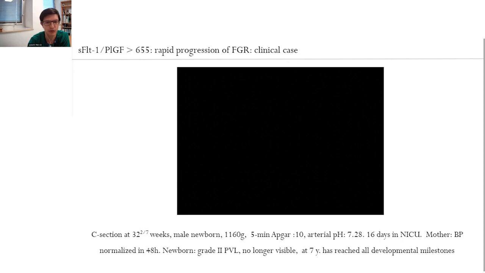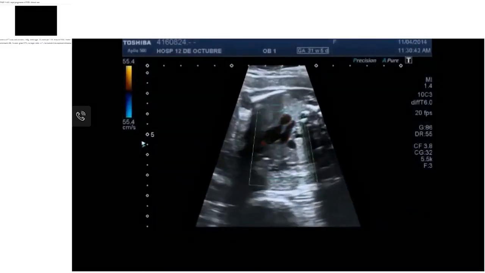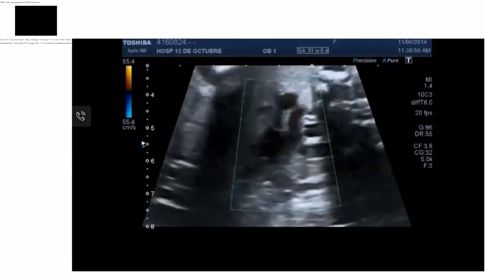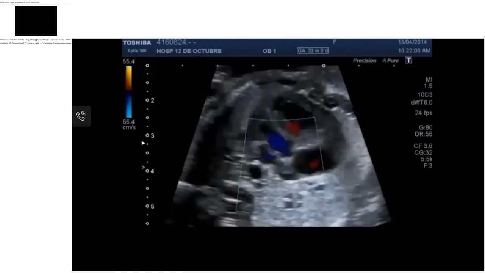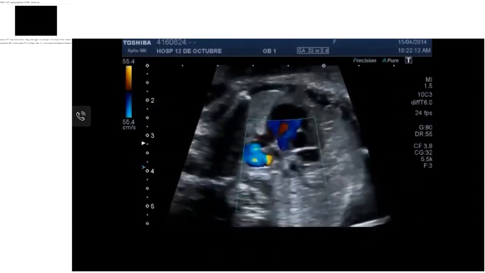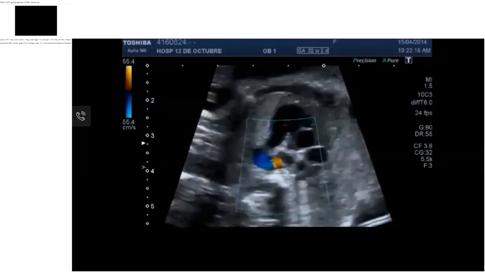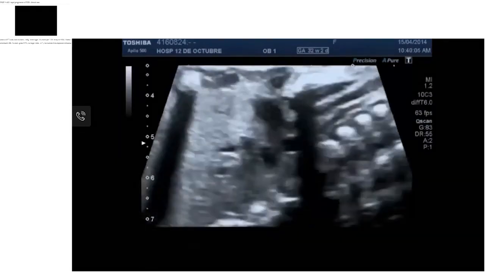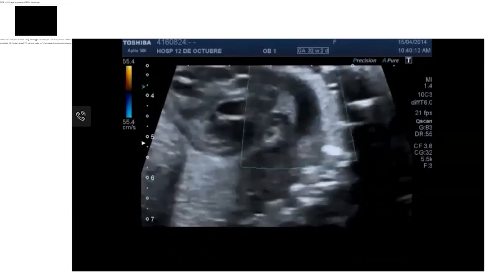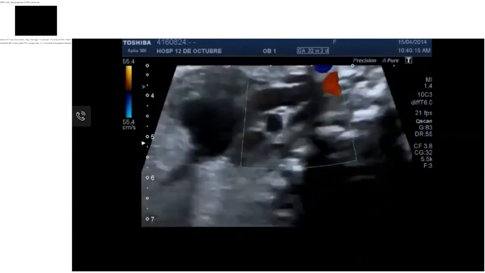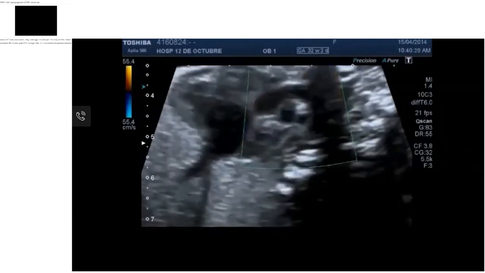Just 1 minute to show you the video with the changes in the aortic isthmus that appear in only 2 days. It changes from anterograde to reverse. And the umbilical artery also increased the resistances, although it was not reversed. You can see it's only 2 or 3 days later, and you can see the reverse aortic isthmus. That means that they have a brain sparing. And everything was fine with this patient and with the baby, hopefully.